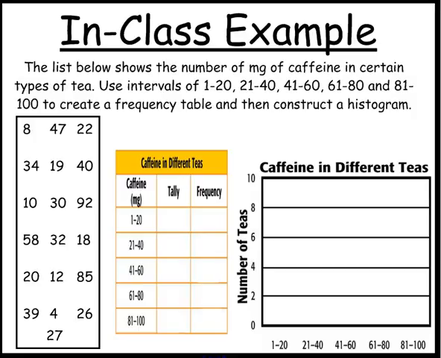As you can see, the intervals that we see here are equal intervals. They each have a range of 19. With histograms, you do have to have an equal size interval for each bar. So let's create our frequency table first.